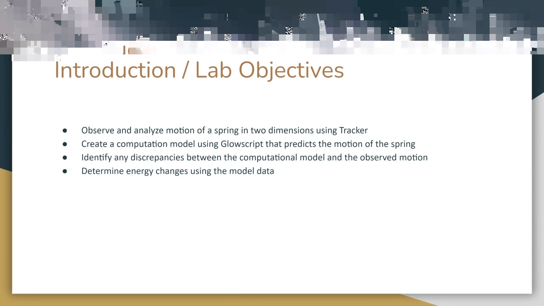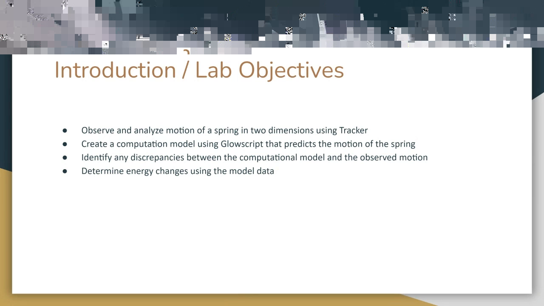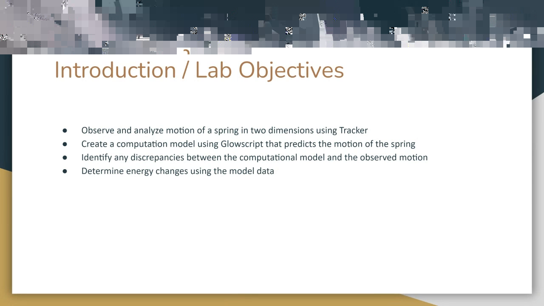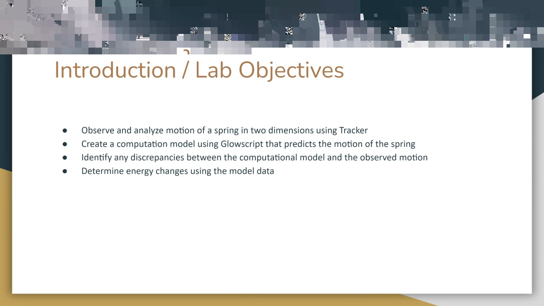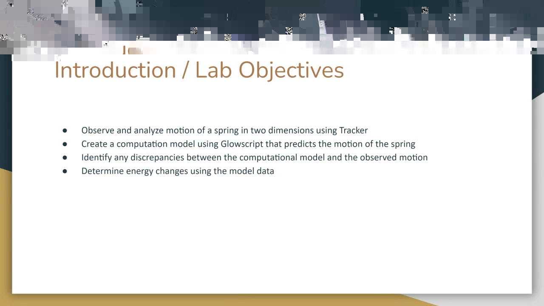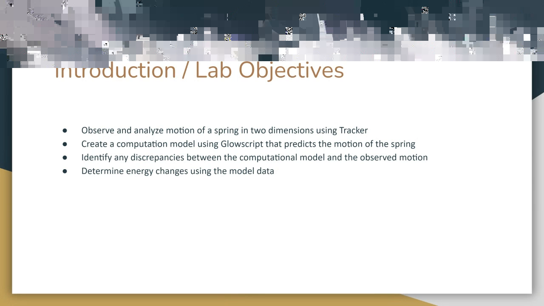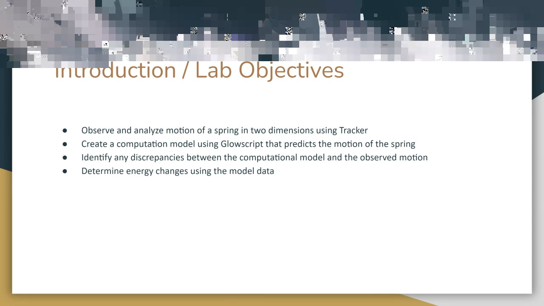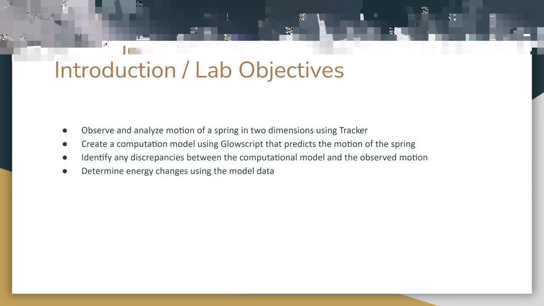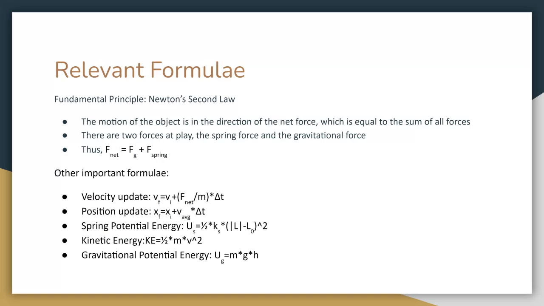Some other important formulae are going to be the velocity update formula. The final velocity is equal to the initial velocity plus the net force divided by the mass times the time. The position update, where the final position is equal to the initial position plus the average velocity times the change in time. Spring potential energy, which is equal to half times the spring constant times the displacement squared. Kinetic energy, which is equal to 1/2 times mass times velocity squared. And then gravitational potential energy, which is equal to mass times gravity times height.